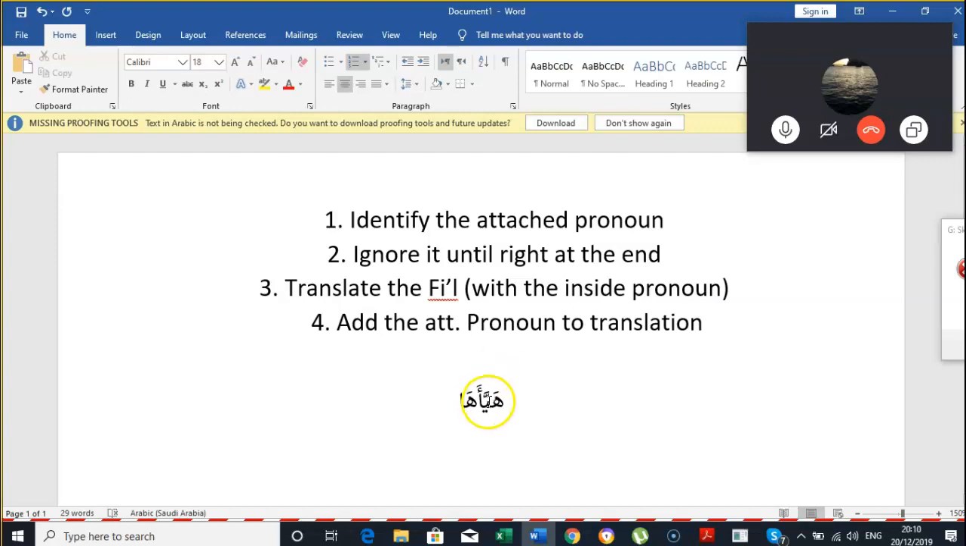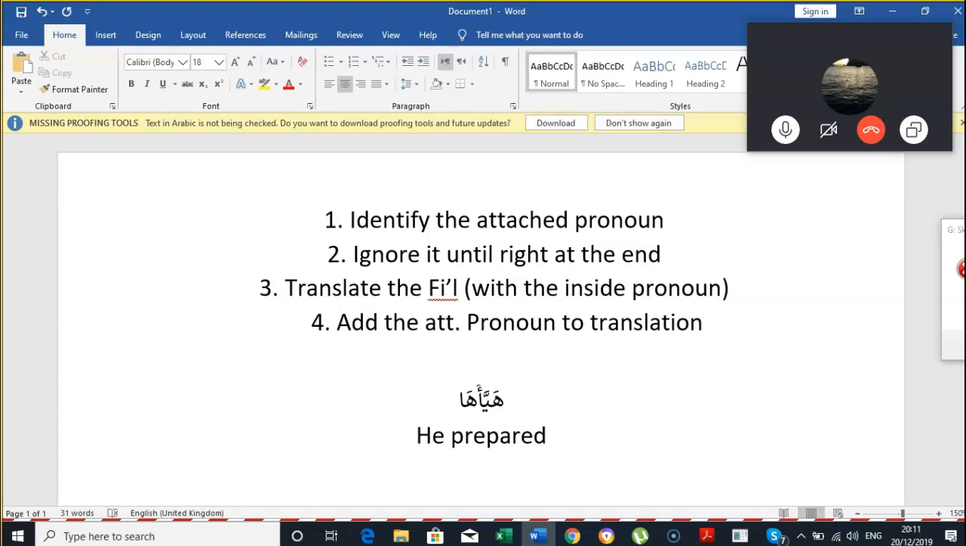So hayya'a is your example. What's the process again? Identify the attached pronoun, which is ha. Next step, totally ignore it as if it's not even there. Translate the fi'l with the pronoun inside of it. Hayya'a means he prepared. Then we have that translation so far, he prepared, and at the end we translate the attached pronoun, which is ha.